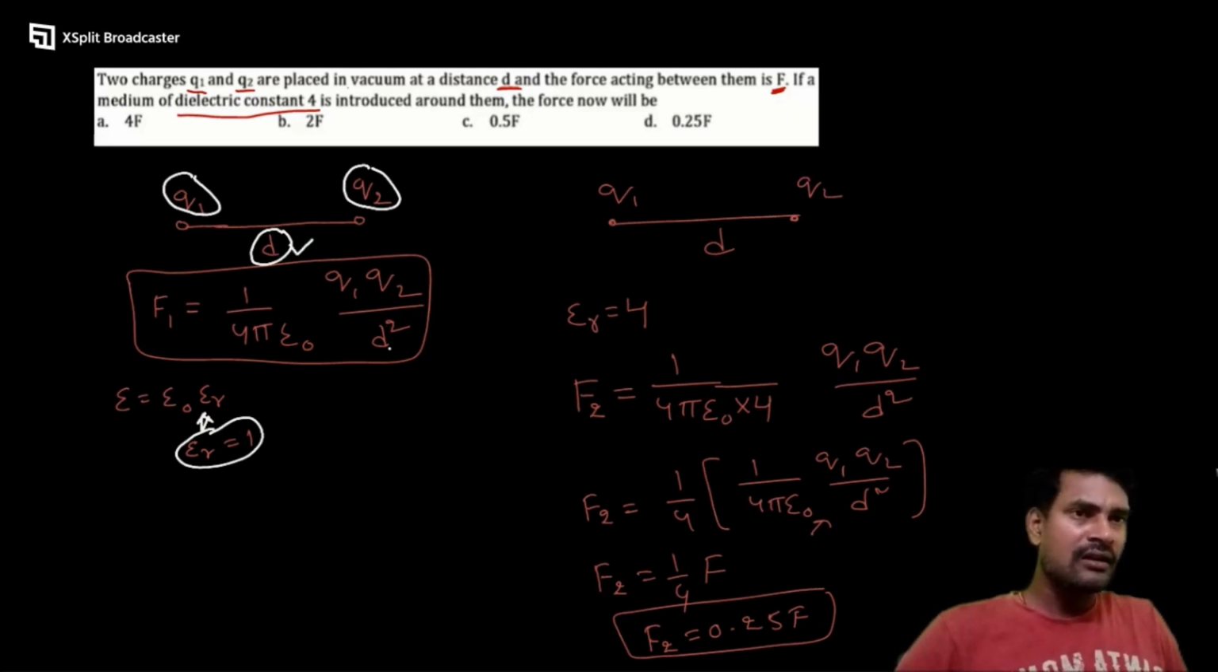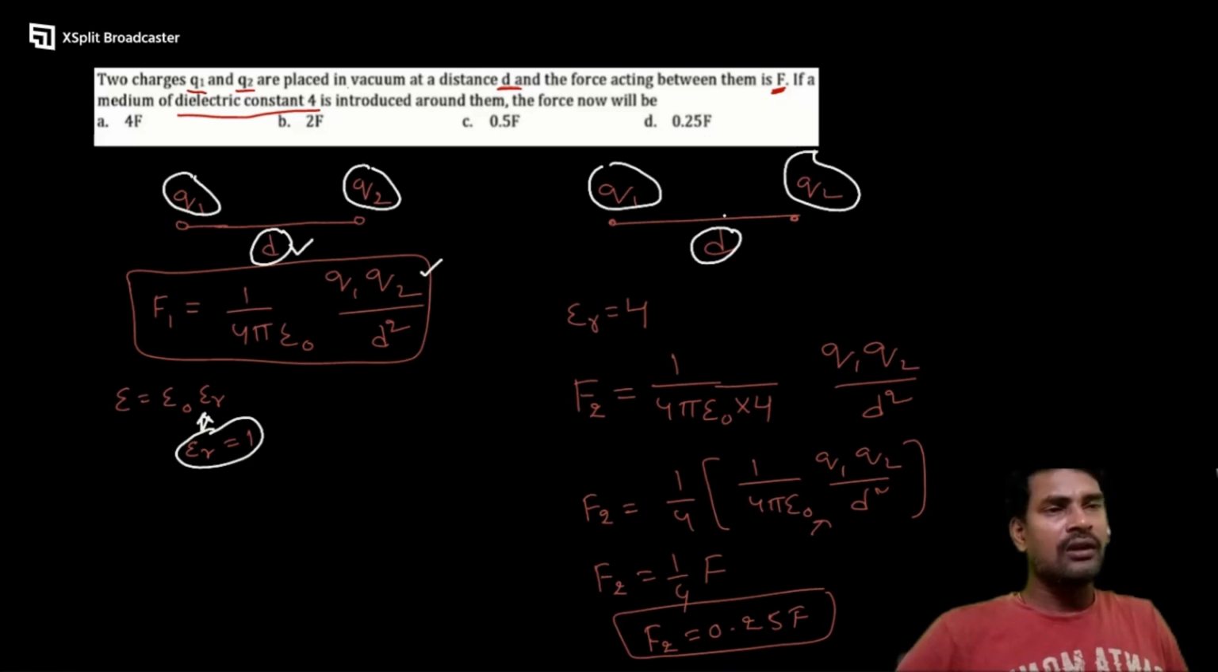That's why I have taken the same d. So d square, I calculated F1. Now in the second case, the charges were the same: Q1 is as it is, Q2 is also not changing, and the distance between them is also d only. But the only change he made is that he introduced a dielectric medium with dielectric constant 4.